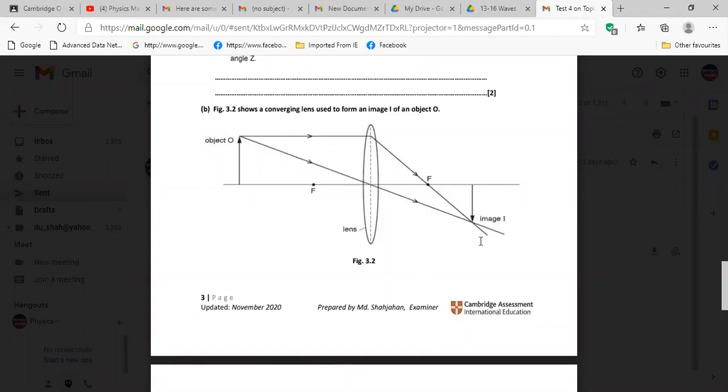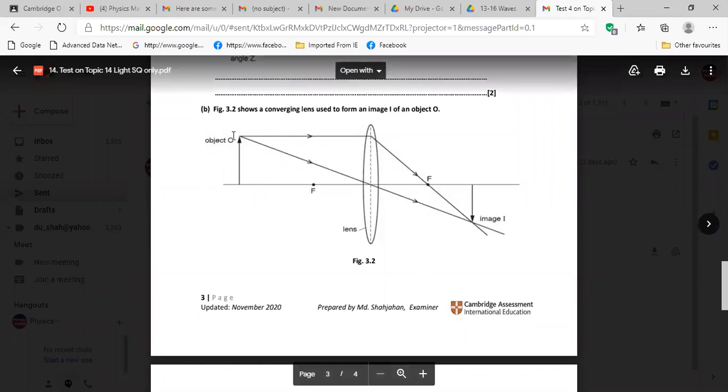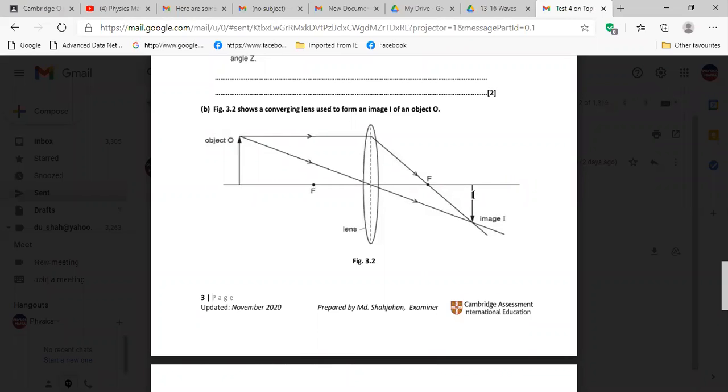Then another property is, you see, object is bigger and the image is smaller. So we say diminished, right? Yes, sir. So we say it diminished. Now you got three properties, right? One is real, another one is inverted, another one is what? Diminished, right? Yes, sir.